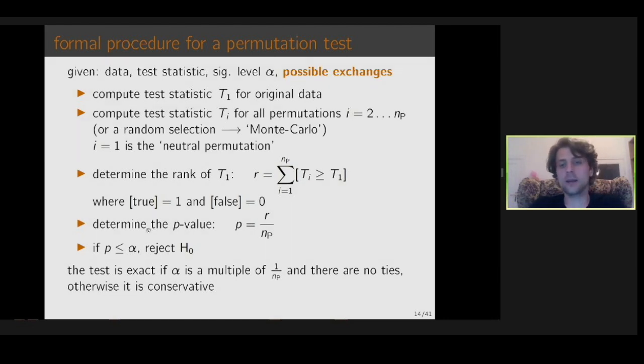Finally, we can calculate the p-value by dividing the rank by the number of total permutations. And if the p-value is smaller than or equal to the significance level, we reject the null hypothesis, accepting that there is a statistically significant effect. This test is exact, as I already hinted in the introduction, if alpha is a multiple of 1 over the number of permutations, and if there are no ties. Otherwise, the test is mildly conservative.